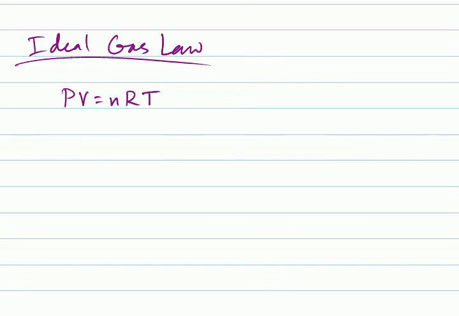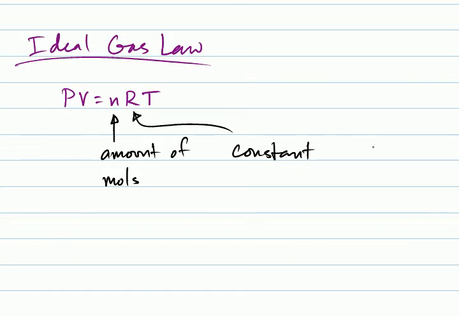So first let's talk about the formula. P is for pressure, V is for volume, n is the amount of moles of the gas, and T is temperature. R is a constant, and it equals 0.0821 liters atmospheres over mole K.